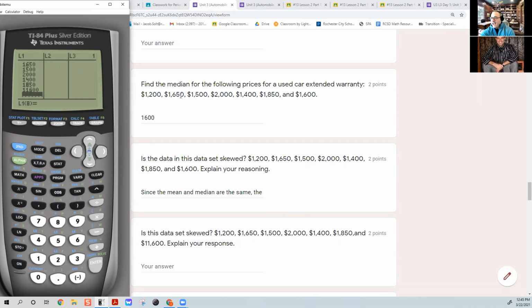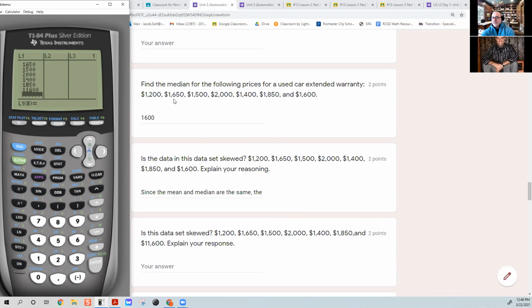I eliminated the highest and lowest numbers, right? I got rid of the 2,000 in my head, and then I got rid of the 1,200 in my head. My next highest number was 1,850. I get rid of that in my head. My next lowest number is 1,400. Get rid of that in my head. I'm left with three numbers, 1, 2, 3 that I haven't gotten rid of yet. I'm going to get rid of the highest and lowest of those three numbers.